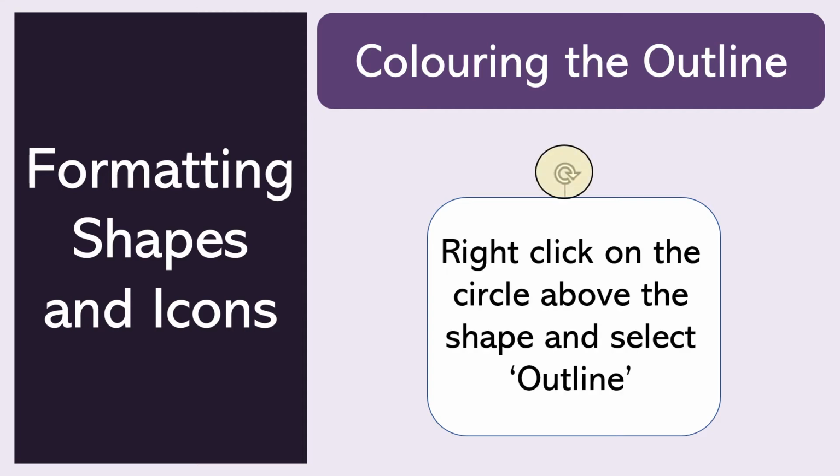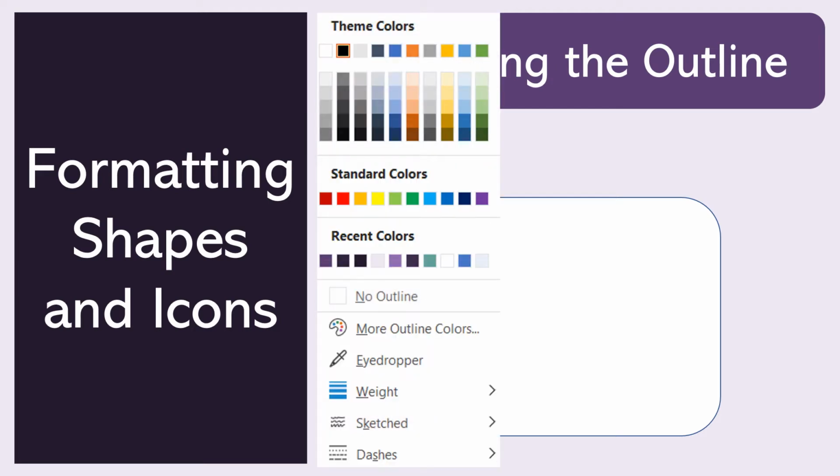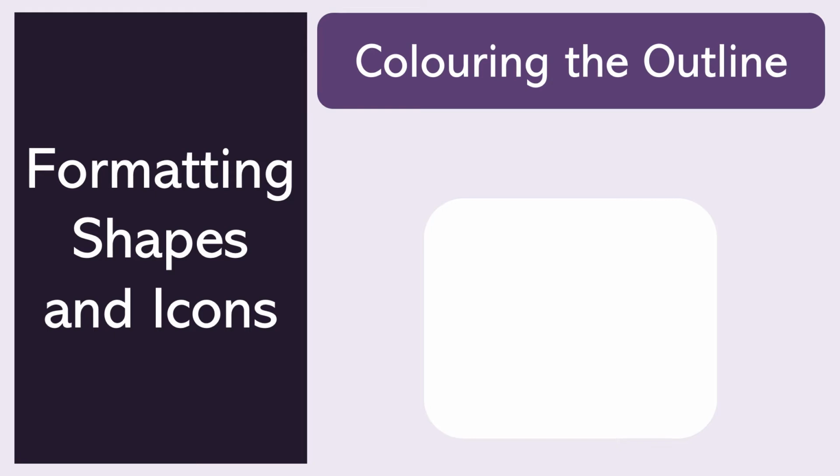Right click on the semicircle. You're going to go to outline instead of fill. Here, a very similar color palette comes up, but there are some subtle differences, such as no outline instead of no fill. Let's click on that, see what happens. Now we've gotten rid of that blue outline. However, the white color kind of blends into that light purple background.